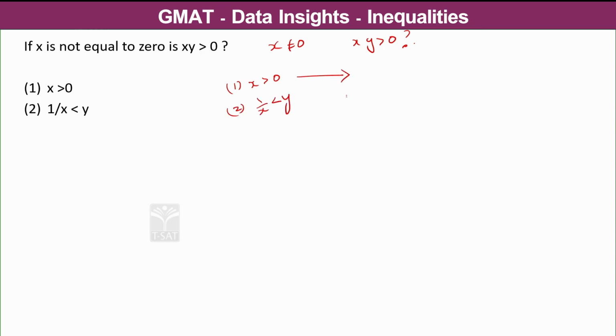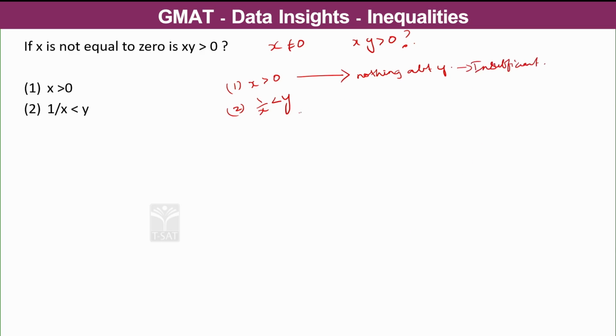So, if x is greater than 0, the first statement says x is greater than 0, but it has nothing about y. If y is also greater than 0, then xy will be greater than 0. If y is less than 0, xy will be less than 0. So, therefore, statement 1 alone is insufficient to answer the question.